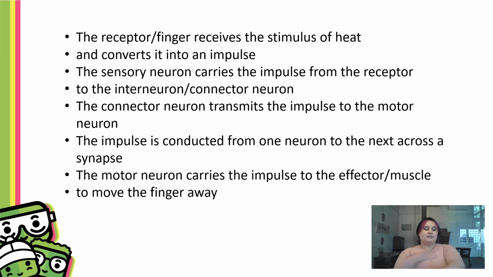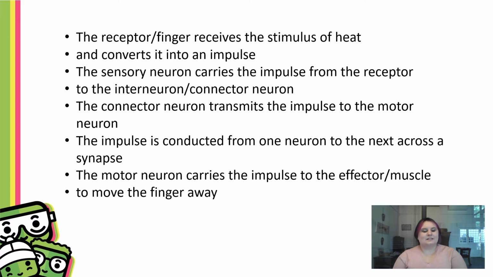And in this case, the effectors are the muscles in your arm and your hand. And it carries this message in the nerve impulse to say you need to contract and relax the relevant muscles in your hand and your arm in order to move your finger away. And in this way, you have managed to protect yourself from further harm, so from further burning your finger. So very cool that we're able to do this, which is super awesome.